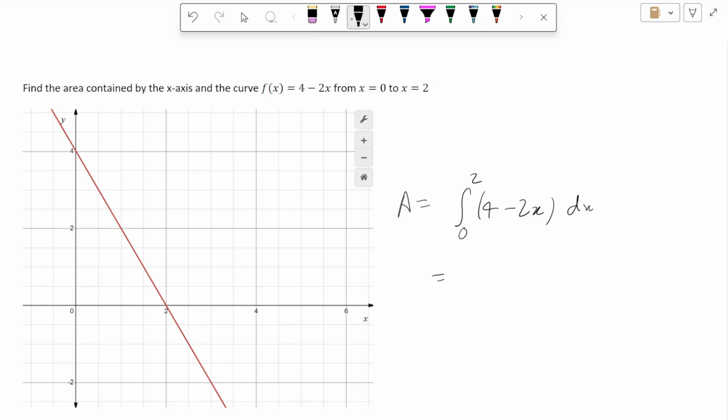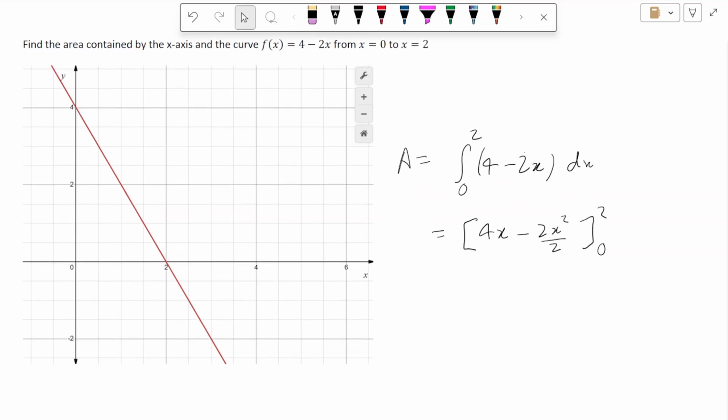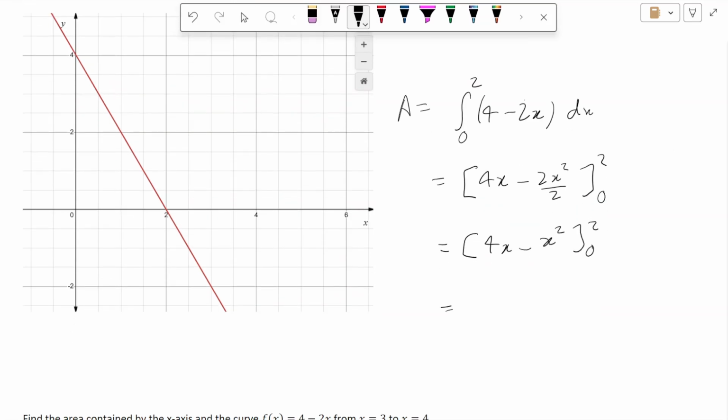Let's work that out. So the integral of that, 4, goes up to 4x, and then this is 2x squared over 2. We need to put square brackets around it, and we're going to go from 0 to 2. Okay, we can simplify that down a little bit. 4x take x squared is the function from 0 to 2. Now, we need to plug in the top number. So that's 4 lots of 2 take 2 squared.